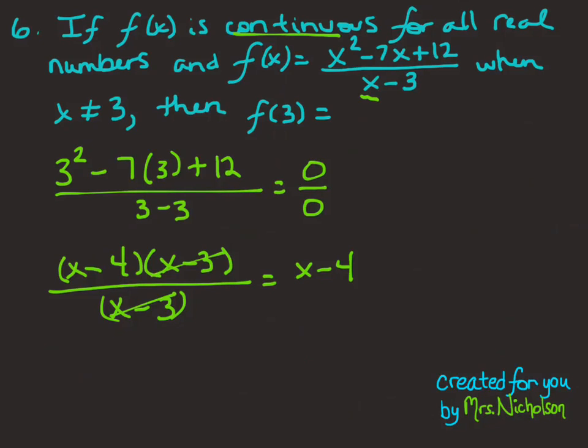Now what I want to do is plug that 3 in for x. 3 minus 4 would be equal to negative 1. And so that means I want f of 3 to equal negative 1. That would be my answer. That would make the function continuous.